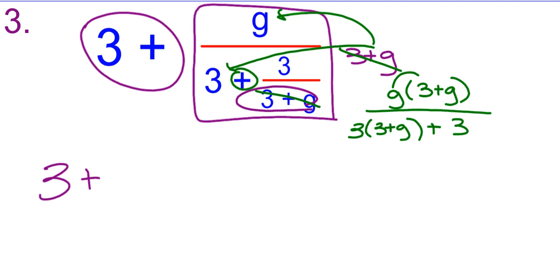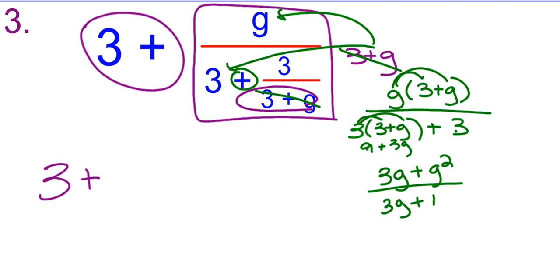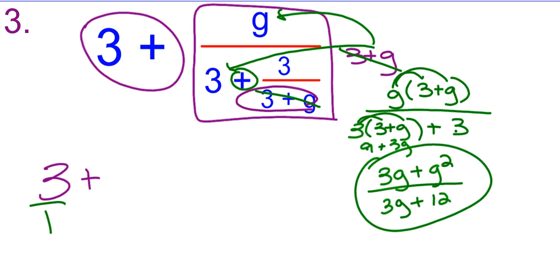So if I distribute my g right now, I would have 3g plus g squared divided by, and I'm going to distribute that, that's going to be 9 plus 3g. And then if I add my like terms, I have 3g plus 12. If it bothers you in the numerator, you could write g squared plus 3g. That's fine. So now this is simplified. So I have over here my 3 plus, so it's 3 over 1 plus 3g plus g squared over 3g plus 12.